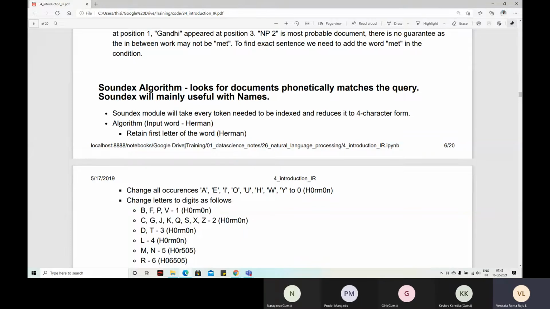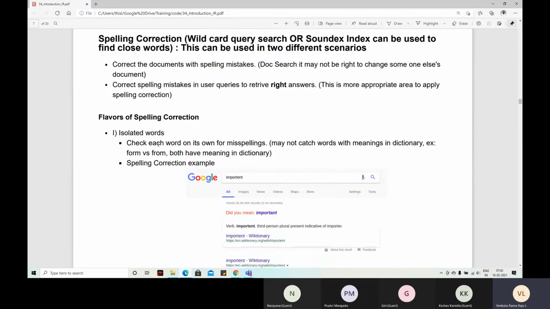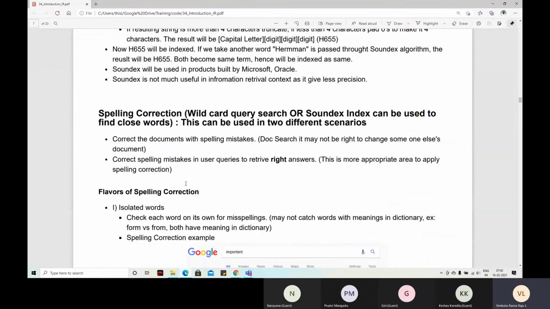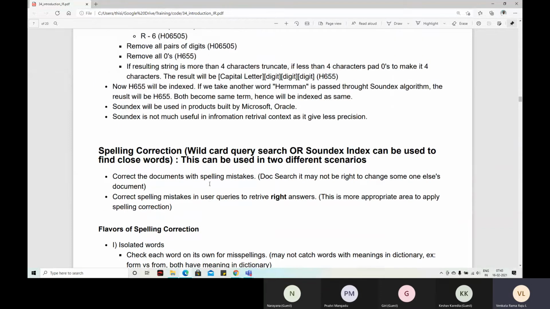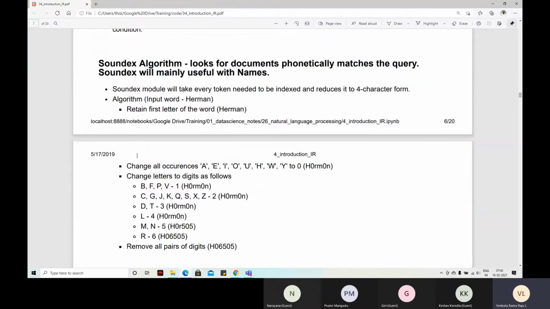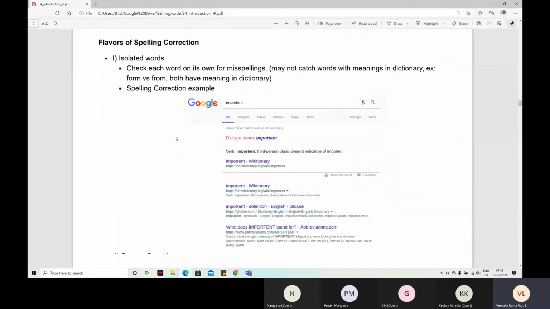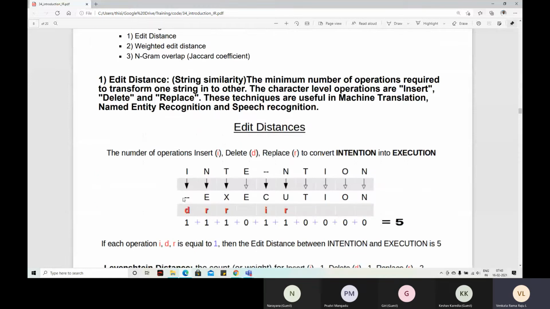Individual word spelling correction is called isolated spelling correction. If you are trying to look at spelling with respect to the other words surrounding it, that is context-sensitive spelling correction. Google uses context-sensitive spelling correction. Soundex is one algorithm which is not used now, and for isolated spelling correction, edit distance, weighted edit distance, and Jaccard coefficient are the ones we use now.